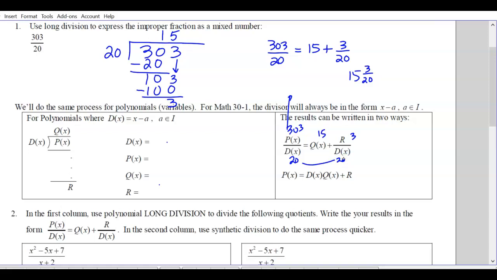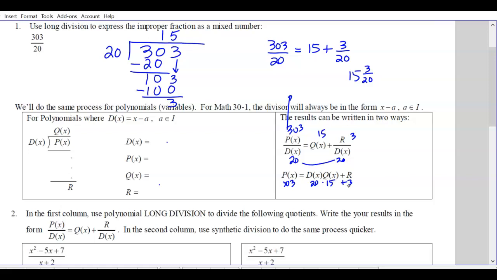How can you get back to the original 303? Well, that's actually kind of like converting a mixed number back to an improper fraction. You multiply the divisor by the quotient, so 15 times 20 plus 3 gives you 303, the original, right? So 303 is 20 times the quotient plus the remainder, okay? So that's comparing it to a number question, a rationals question. We want to be able to do it with binomials, trinomials, any kind of polynomial, okay?